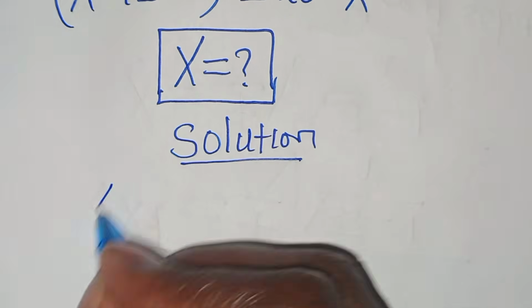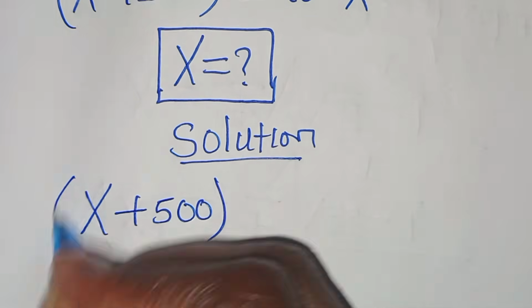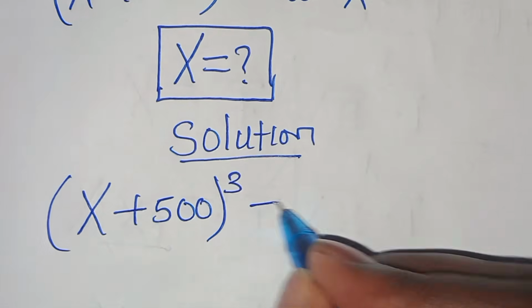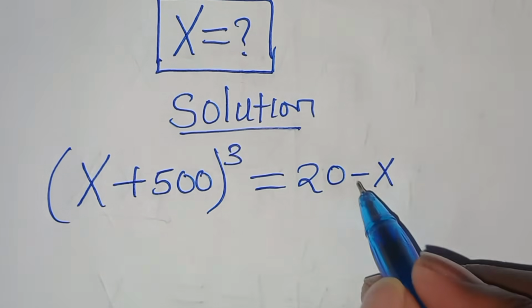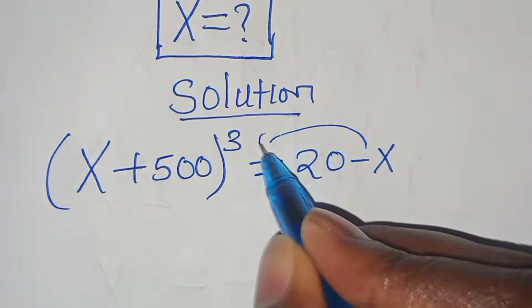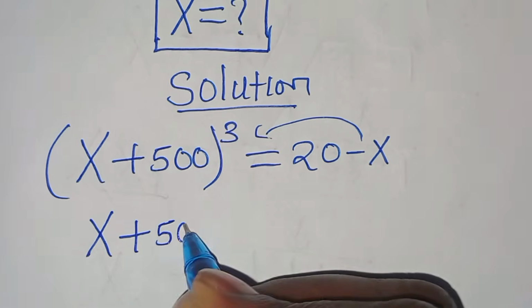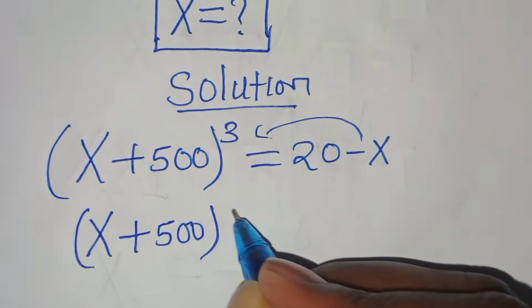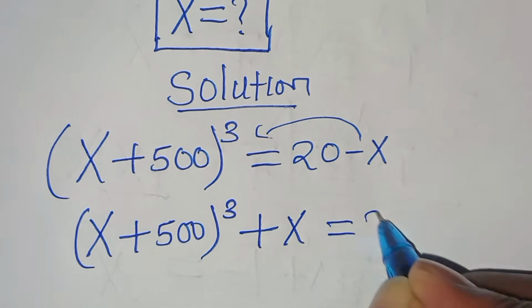So we have (x + 500)^3 = 20 - x. The first step is to take minus x on the left hand side so that we have (x + 500)^3 + x = 20.